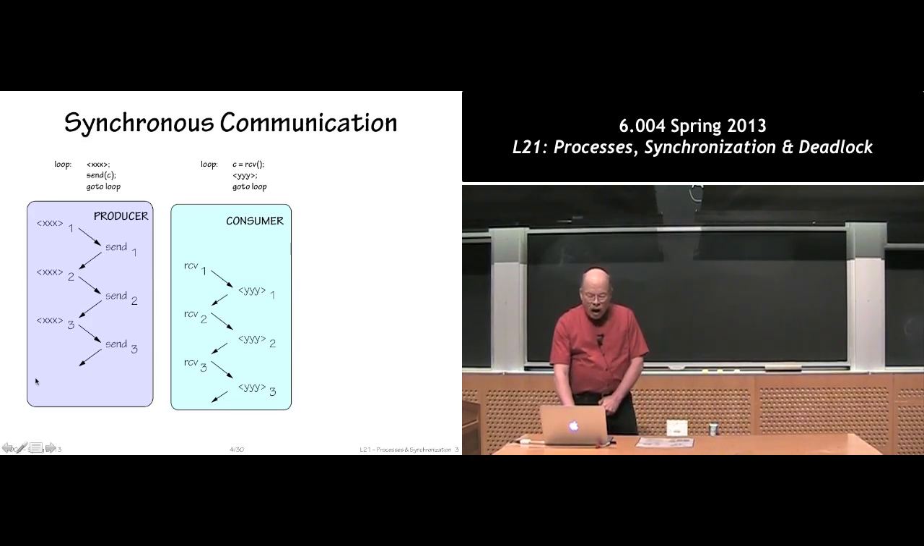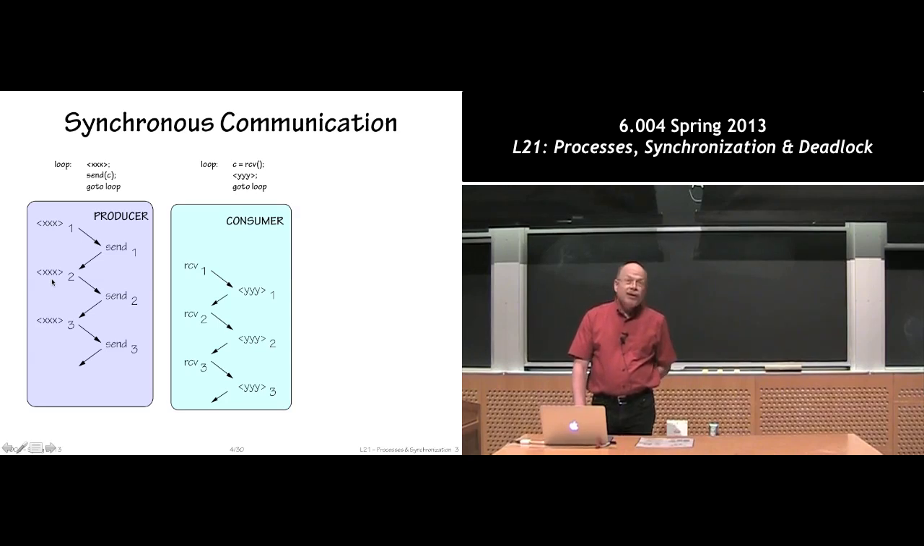So imagine time running down the page. The producer does a calculation that produces the first character, which is then sent to the consumer, and then the producer, because it's in a loop, goes and produces the second character and sends that, and so forth and so on. So here's time running down the page for the producer. Over in the consumer, we see a receive followed by some calculation, followed by another receive.